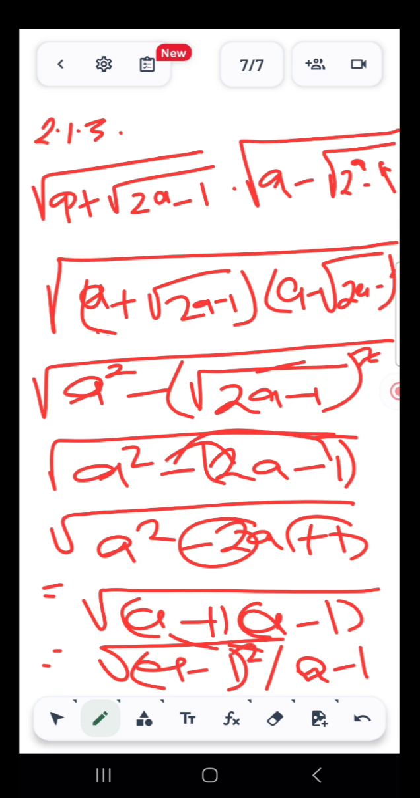It's long, right? That's why I put it as 4 marks, because the marks are shared across the parts. I hope you understand how we got to the answer.